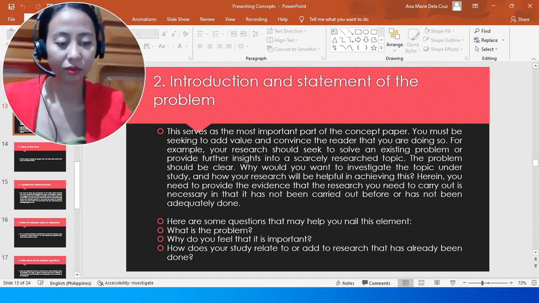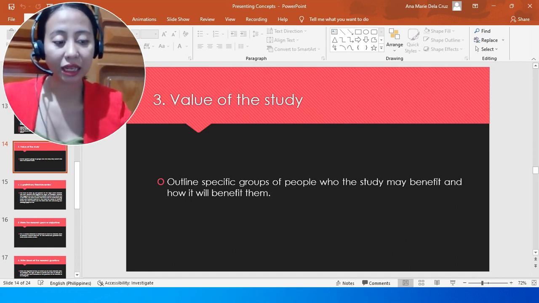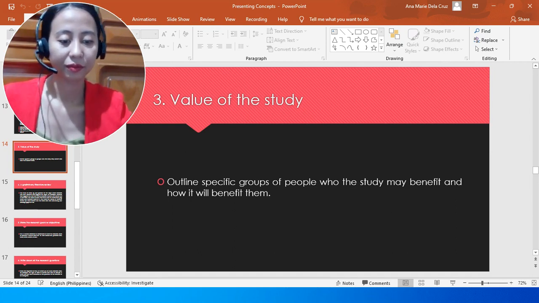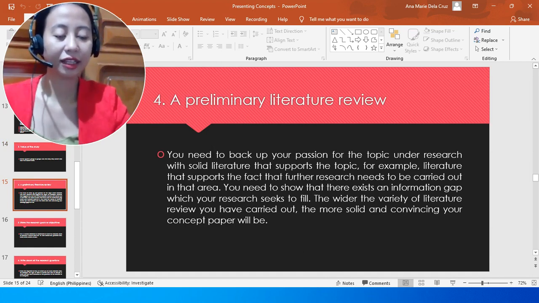Take note na yung curiosity nila andoon pa rin, hindi pa nasasagot ng iba. Next. Value of the study. When we say value of the study, the importance, outline specific groups of people who the study may benefit and how it will benefit them. Okay, why? Paano? Yung characteristics, bakit nila kailangang malaman yon? Okay? Anong mapapakinabangan nila?